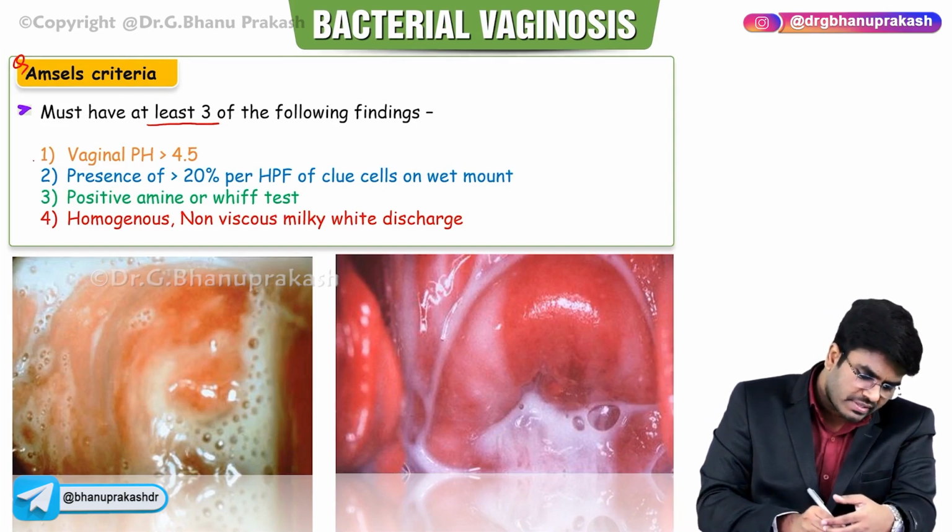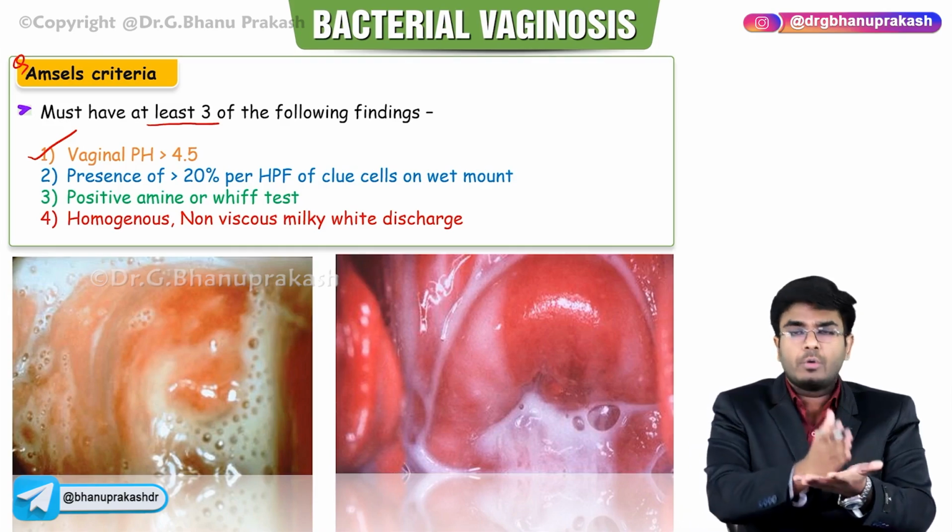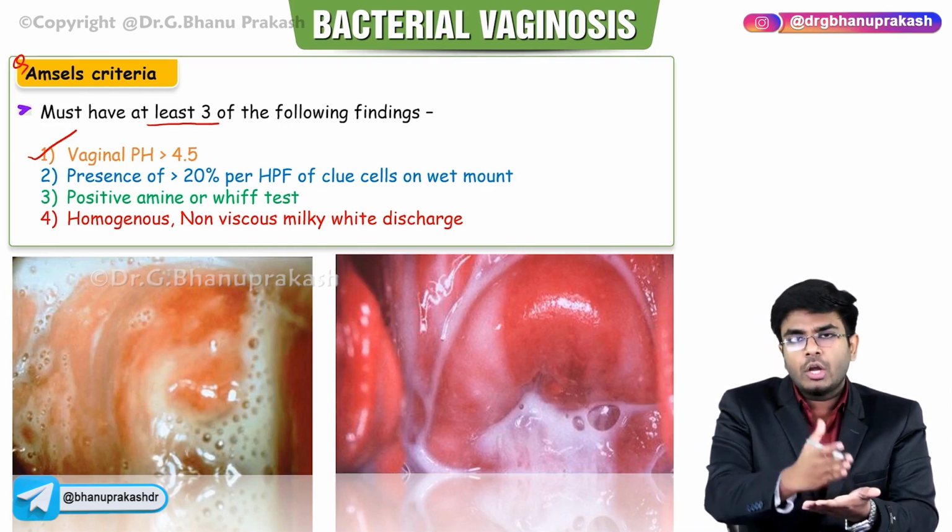What are they? Vaginal pH greater than 4.5. We have seen why the vaginal pH is above 4.5, because lactobacilli are gone. When lactobacilli are gone, no acid.